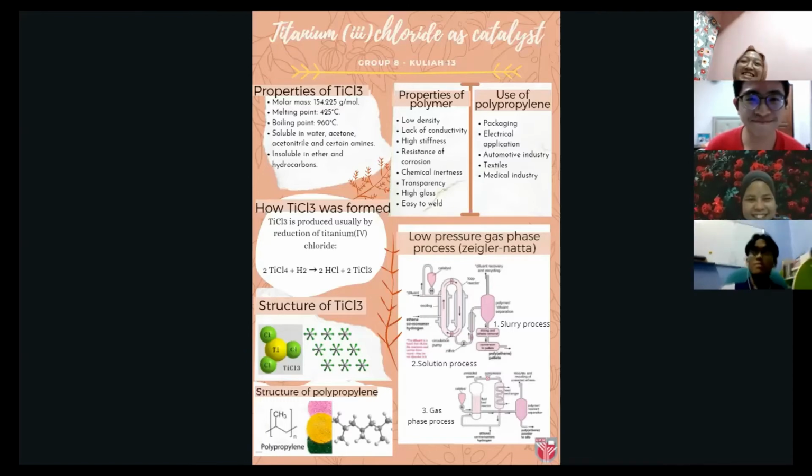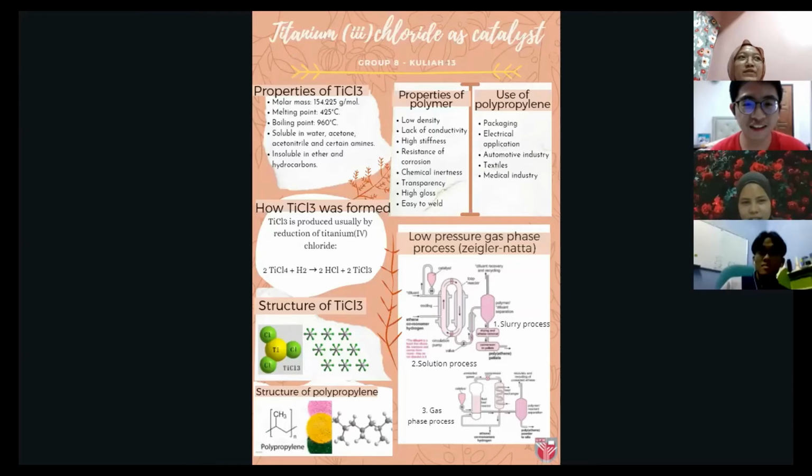Okay, so the color of titanium trichloride is purple. It is known for its purple solution.